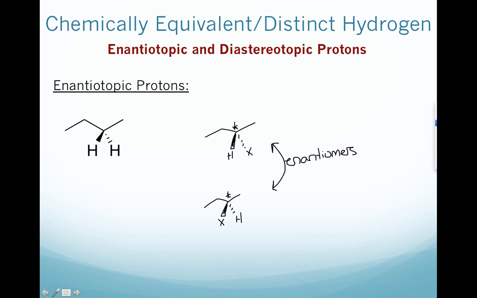So what does that mean? That means that these two hydrogens are enantiotopic. But even though they're enantiotopic, they do produce the same NMR signal. So they are chemically equivalent, and these two hydrogens still only correspond to one NMR signal.